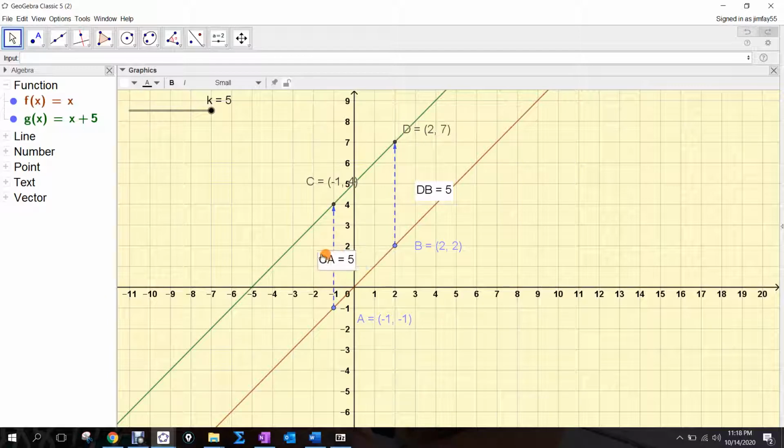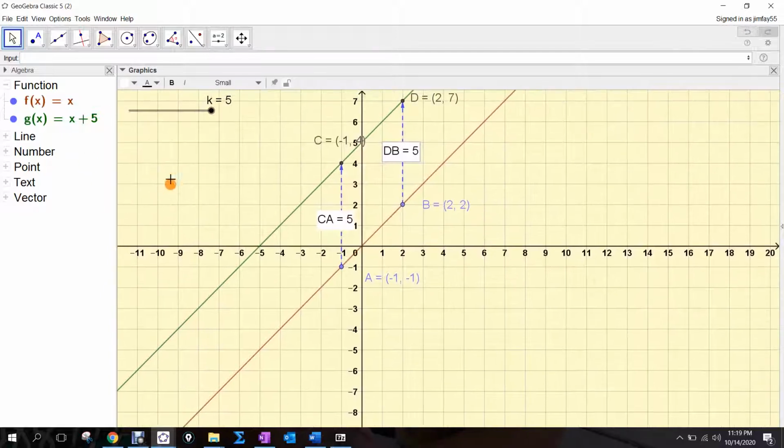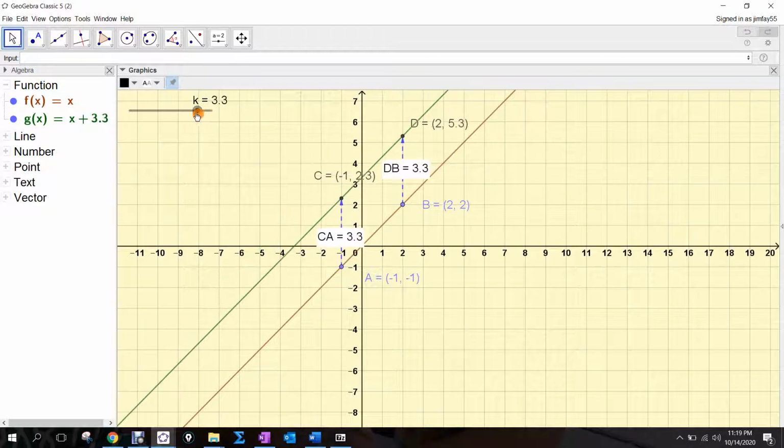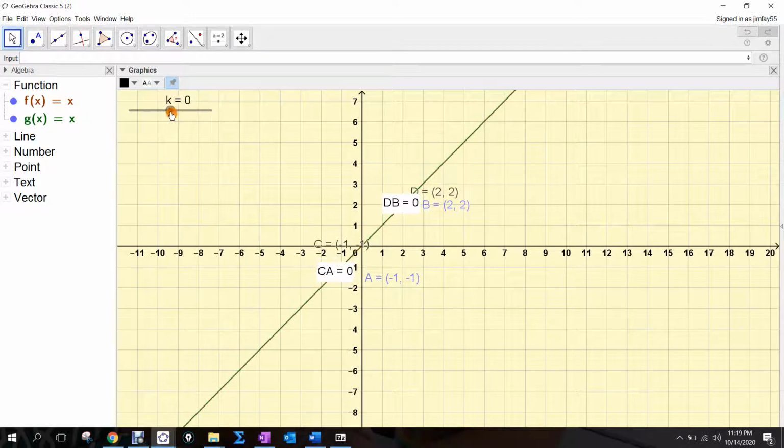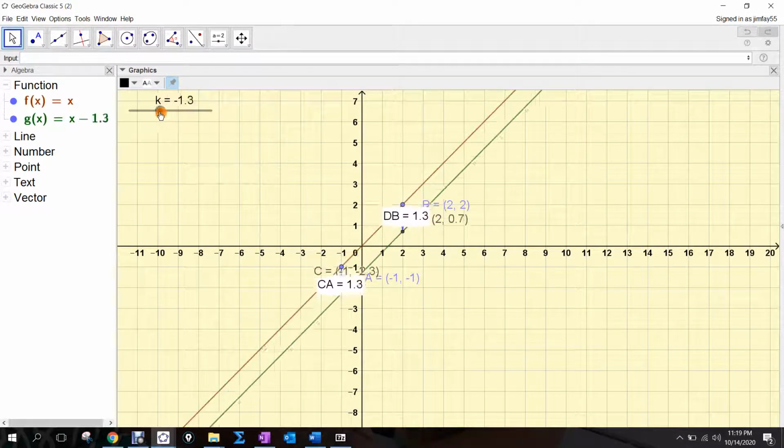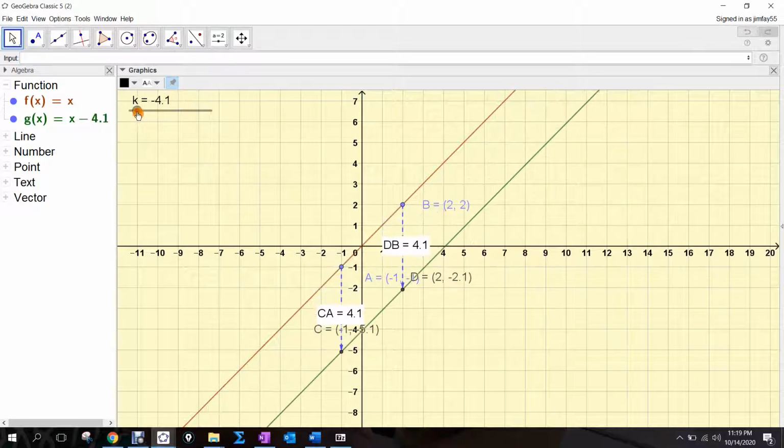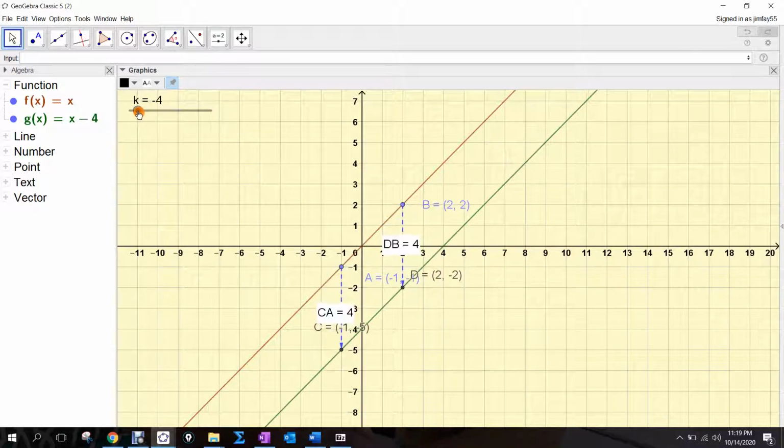Okay? And you're seeing these dotted blue lines, all I'm doing is trying to show you that the distance that is separating these two lines now is that plus 5 that we were adding to that function. Okay, we can also go the other direction. So if I want to go down, I want to shift this thing down. Now you see that if I shift down, I'm subtracting 4.